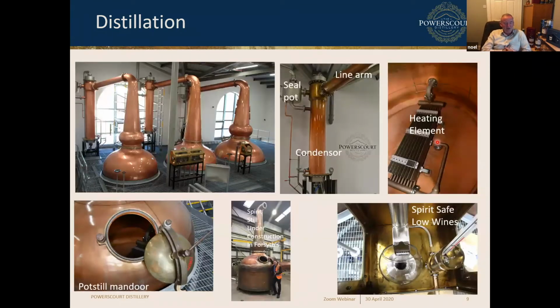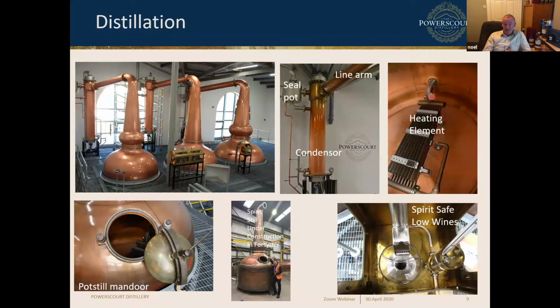And again, we're looking at the individual parts of the stills. So we're looking at the pot on the left-hand side, which shows the man door where we can inspect the still, and you can just see in there the heating element, and the heating element is a photograph up on the right-hand side. There's a blow up of it. At the top, you can see the steam pipe coming in, and this is live steam, but this is what we call a closed circuit heating element.